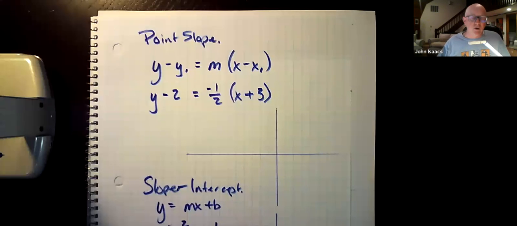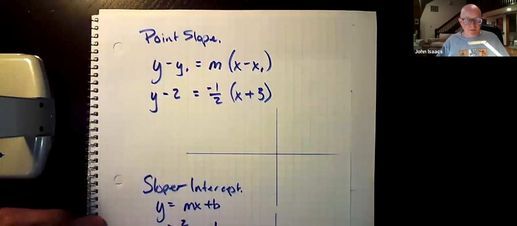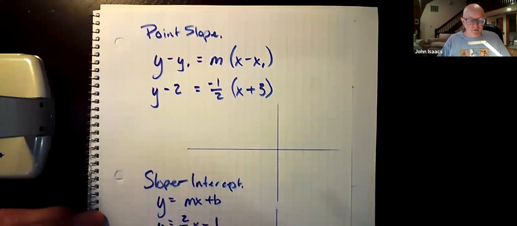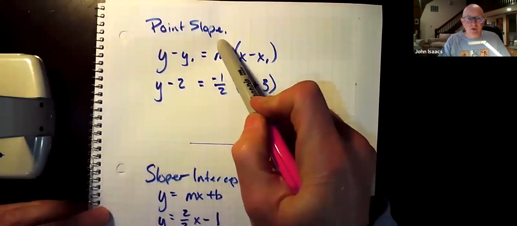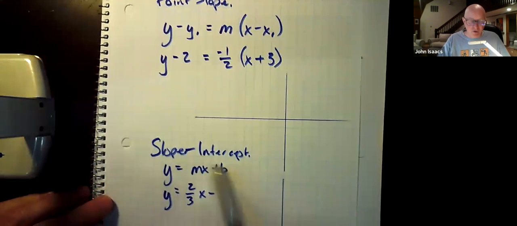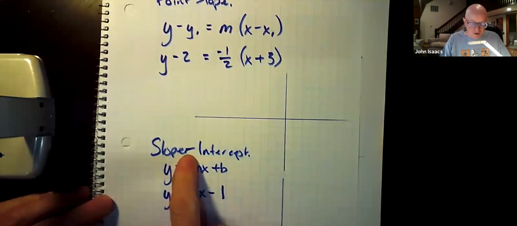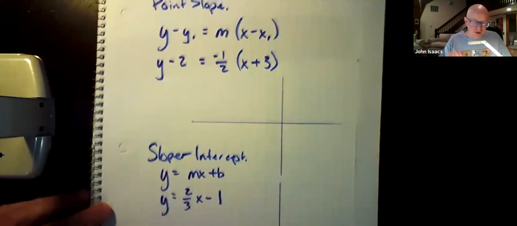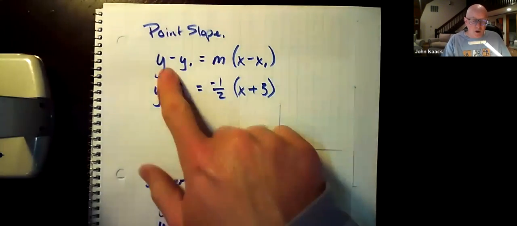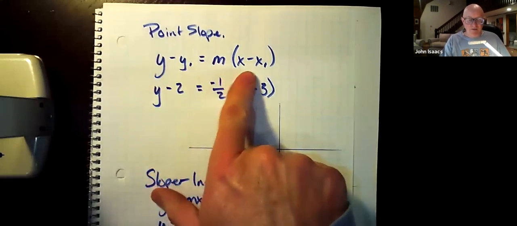Just going to quickly go over and summarize some things that you've learned already in pre-algebra: looking at point slope form of a linear equation and slope intercept form of a linear equation. So point slope form: y minus y1 equals m times x minus x1.